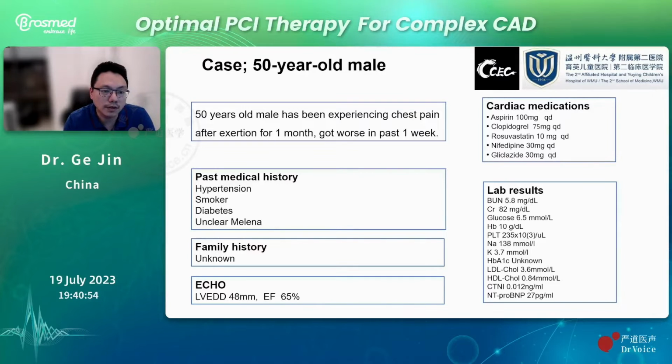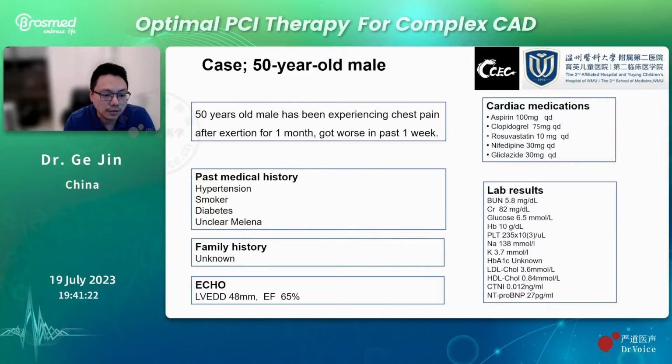A 50-year-old male has been experiencing chest pain after exertion for 1 month, and it got worse in the past 1 week. His past medical history is hypertension, he's a smoker, and has diabetes. The important history is melena. So it's a little bit difficult for us to choose after PCI: we choose DCB or we choose DES.